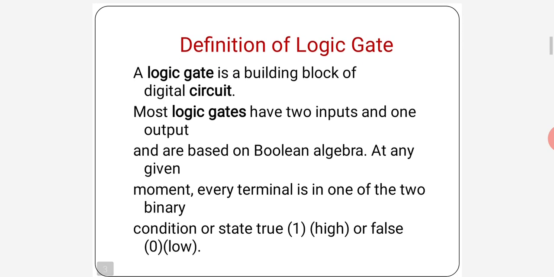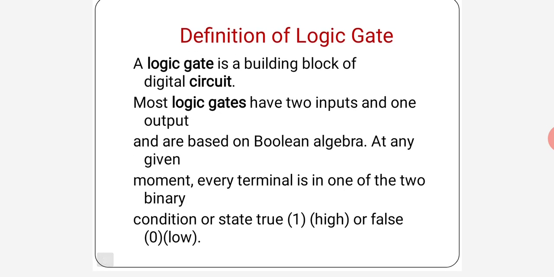Now we'll also continue by defining logic gates. First of all, a logic gate is a building block of digital circuits. Most logic gates have 2 inputs and 1 output. For instance, the socket you have in your house, your light switch, at every point in time is in one state. It's either off, which is logic 0, or on, which is logic 1.